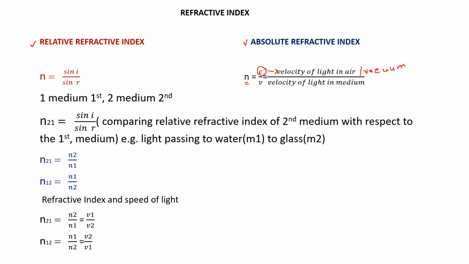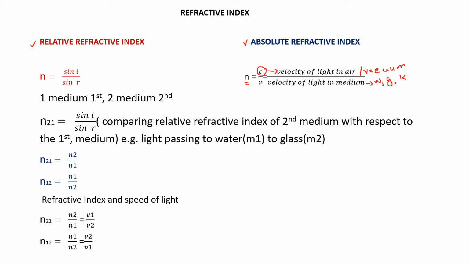Now v is what? Velocity of light in medium. This medium can be any medium. This medium can be water, this medium can be glass, this medium can be kerosene, this medium can be diamond, right? So this is the formula of absolute refractive index.